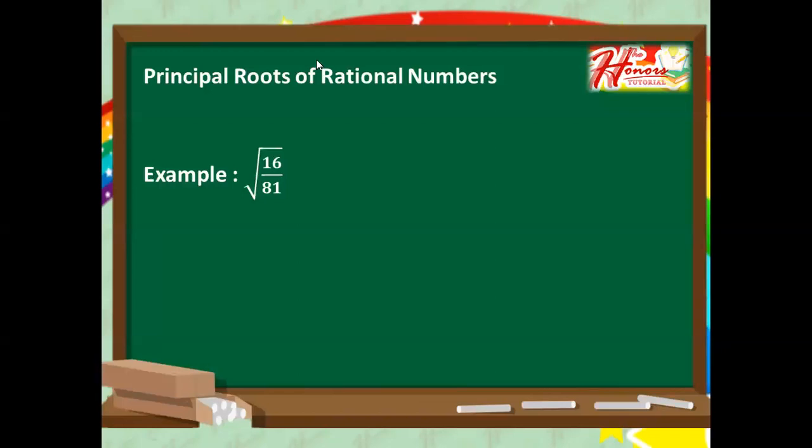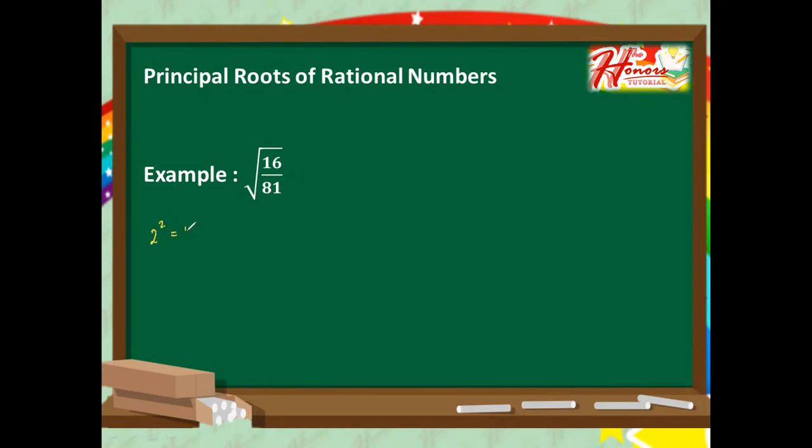We have here the square root of 16 over 81. How are we going to solve for this kind of example or equation? This is how you're going to solve for it. Please have the numerator first. Look for a number that when you square is equal to 16. So what is that number? Is it 2? Let's try.